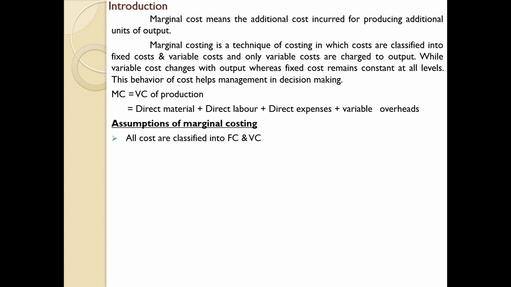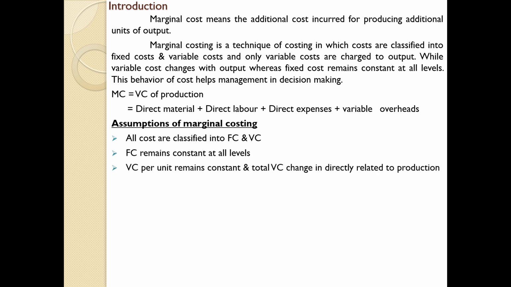All costs are classified into fixed and variable costs. Fixed cost remains constant at all levels, as I have mentioned earlier. Variable cost per unit remains constant and total variable cost changes directly with production. As I have mentioned earlier, variable cost changes directly with production. Variable cost total amount changes, but variable cost per unit remains constant. That is one of the properties of variable cost.